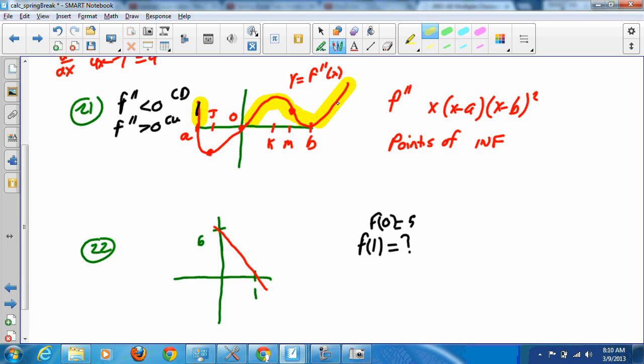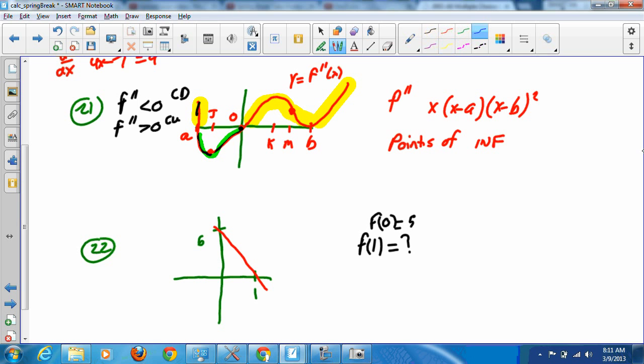Well, you can see between A and the origin, this graph looks like it remains concave down on these sections right here. So the definition of a point of inflection is when it switches from concave up to concave down, or from concave down to concave up. So you should be able to figure out from there.